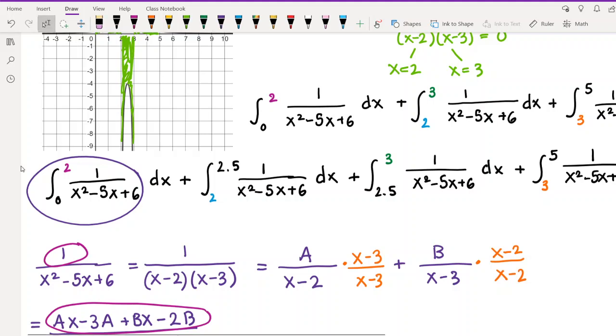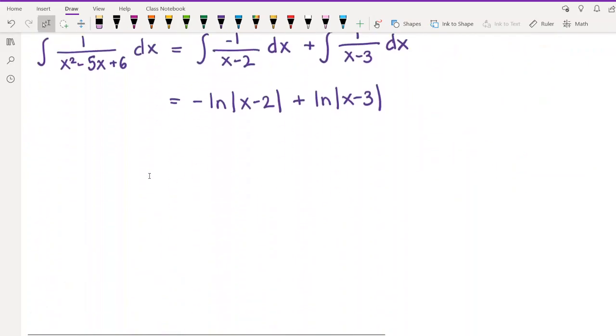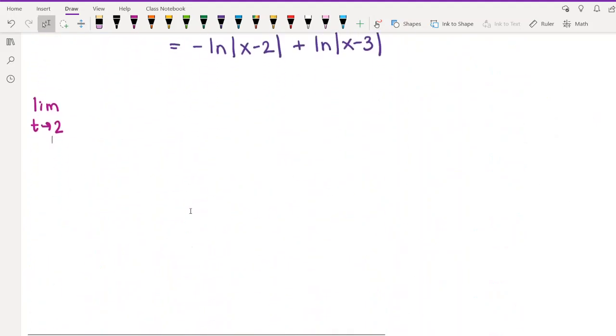So what we're doing is the integral from 0 to 2, so we can rewrite that as the limit as t approaches 2 of the integral from 0 to t. So let's write that back down here. So we have the limit as t approaches 2, and in this case, which way are we approaching? Well, we're approaching from the left, right? Because we're looking at 0 to 2, so we're always on the left of 2.